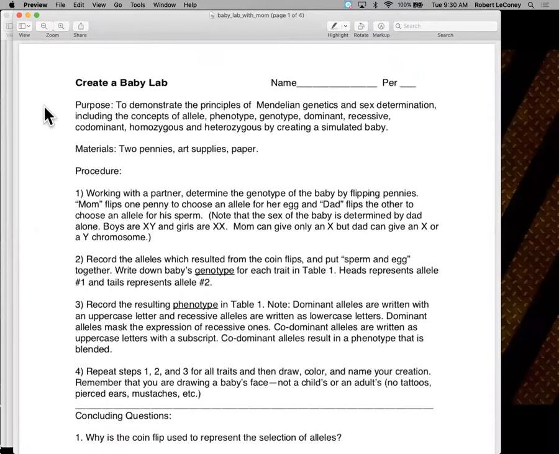Purpose: to demonstrate the principles of Mendelian genetics and sex determination, including the concepts of allele, phenotype, genotype, dominant, recessive, codominant, homozygous, and heterozygous by creating a simulated baby. What you're going to need, it says 2 pennies, but since you're working by yourself, you only need 1, and some art supplies and paper to draw the baby.